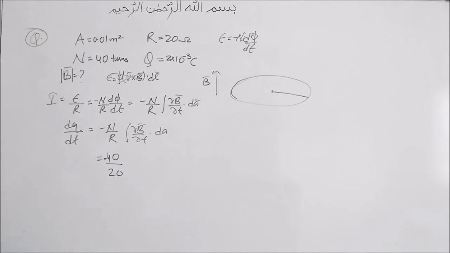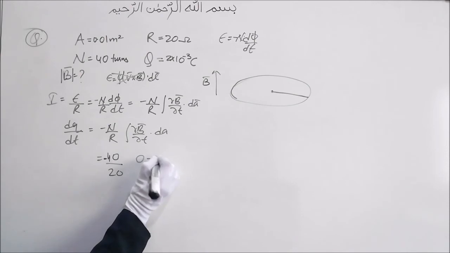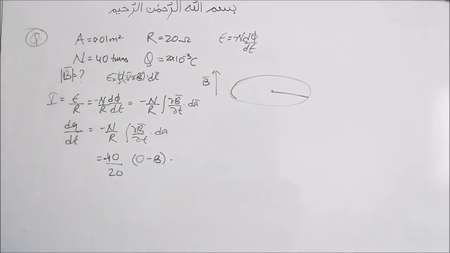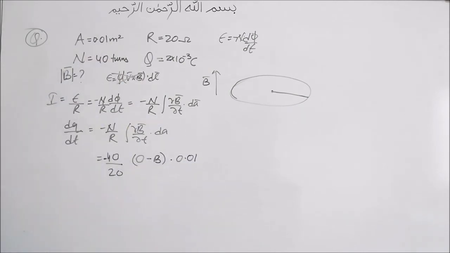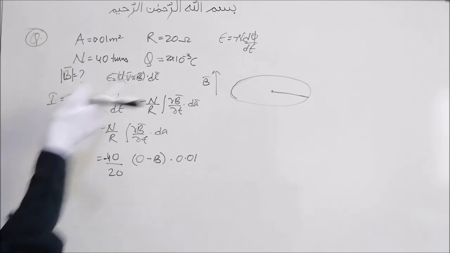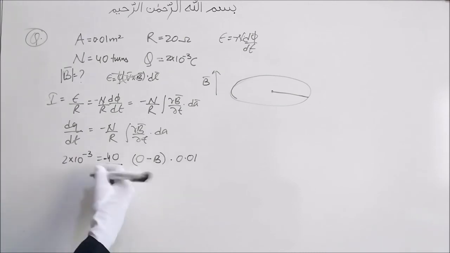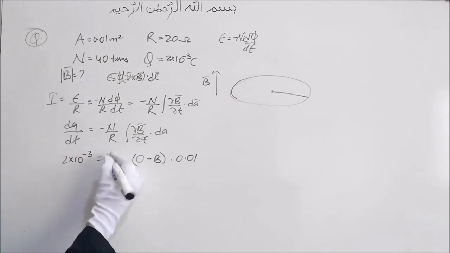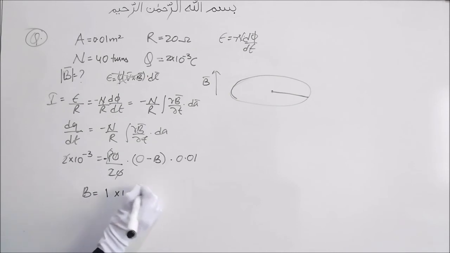Finally, we are taking it out of the loop, right? So final magnetic field will be 0, and initially it is having B magnetic field into dA. dA is the area. Area of the loop is 0.01 meter squared. The units are right. We can remove this del T, and dq we can consider as the total charge Q, that is 2 into 10 raised to minus 3. Solve all this, you'll get minus 2, 2s are 2 and 2, and then we'll get B is equal to 1 into 10 raised to minus 3 Tesla.